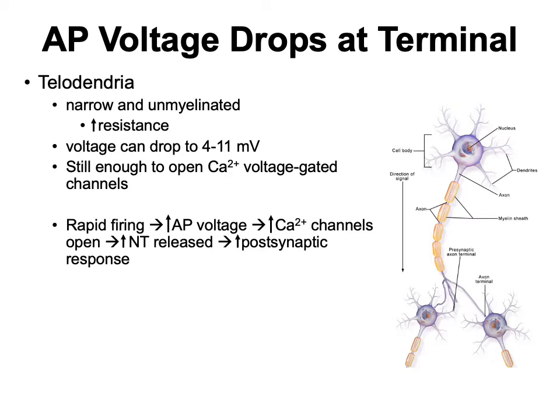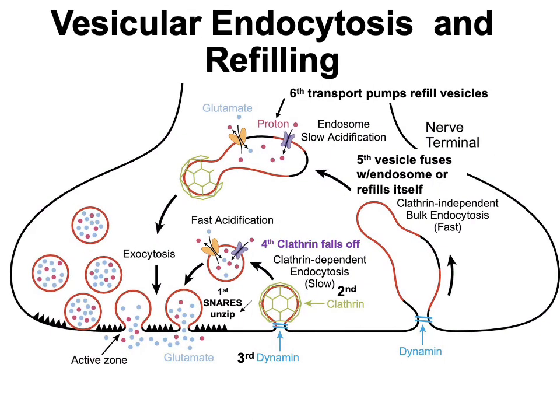Now, if you have rapid firing, if another action potential quickly follows behind the first action potential, that'll increase the action potential voltage, will increase more calcium channels opening, and thereby increasing neurotransmitter release, which will increase the postsynaptic response.